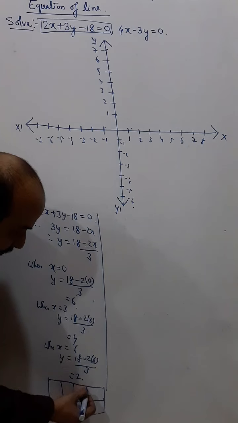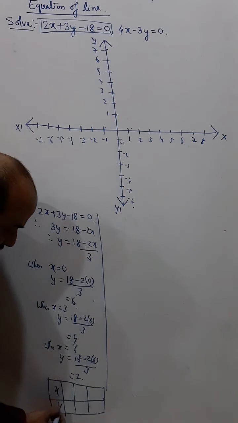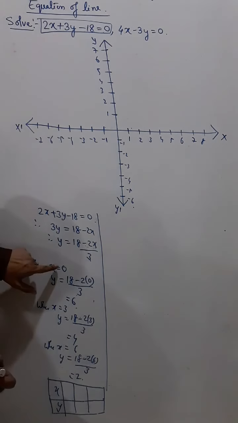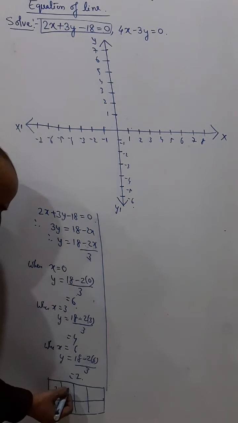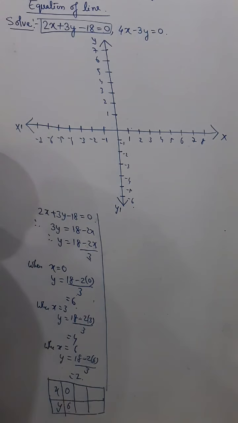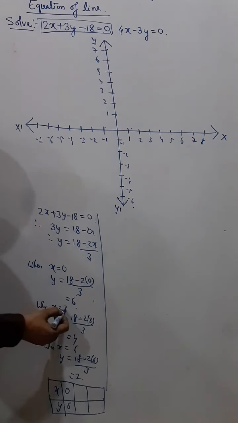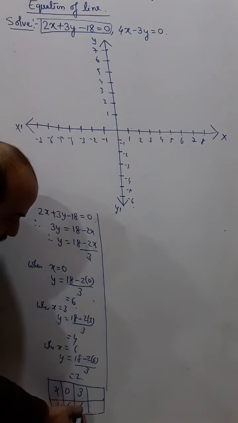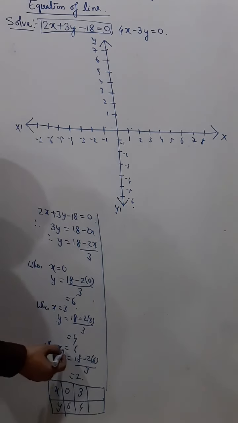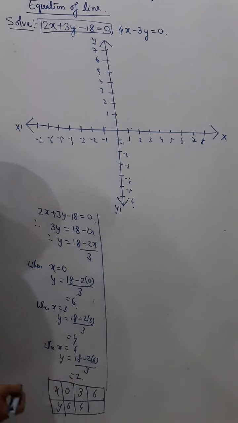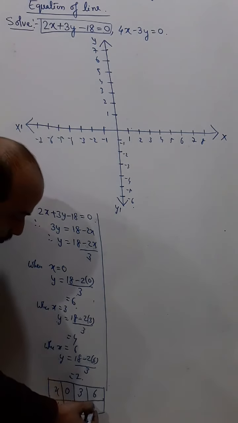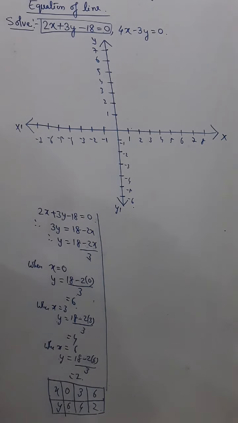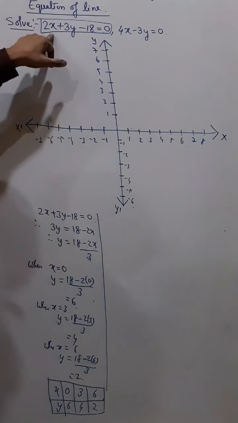So we'll write here x, we'll write here y, and then we'll put these values. What we have put is 0. When x equals to 0, we got y equals to 6. So x equals to 0 and y is equal to 6. Similarly, when x equals to 3, we get y equals to 4. And when x equals to 6, we have y equals to 2. Understand? So we got this for the first line.